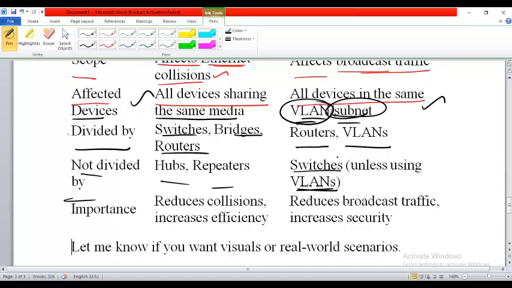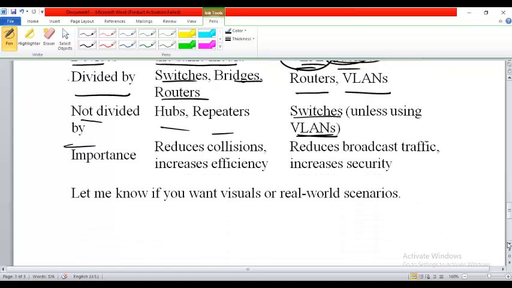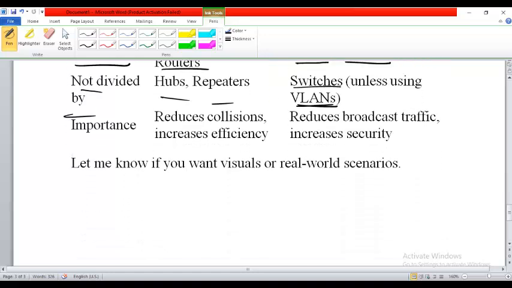Why do we need a collision domain? To reduce collisions. When you reduce the collisions, the efficiency increases. Why do we need a broadcast domain? To reduce broadcast traffic so that you will have increased security. All right, are you clear with this topic, collision domain and broadcast domain?